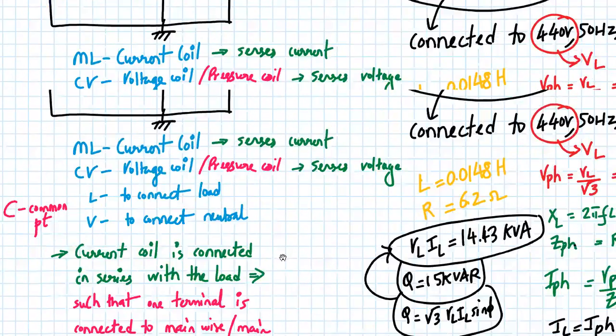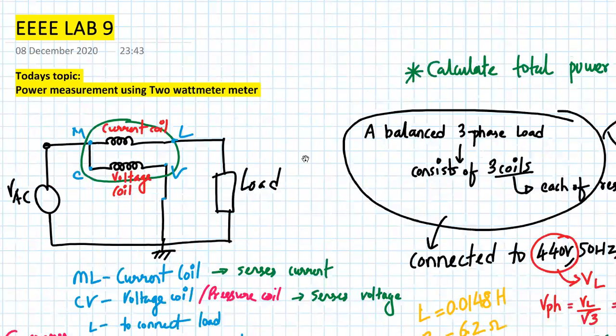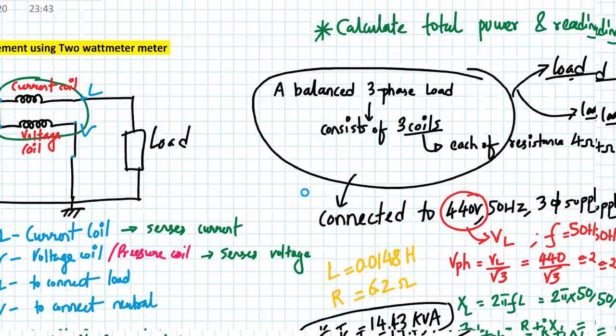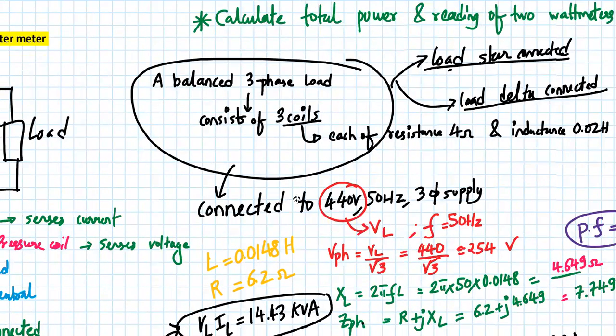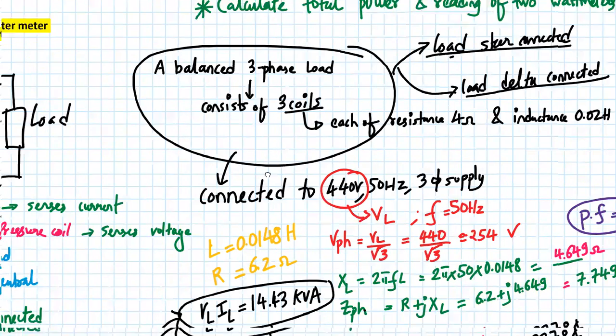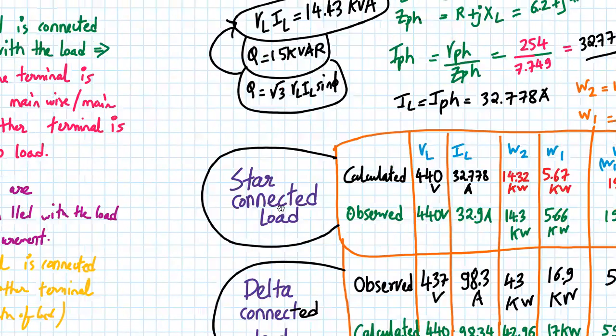Before proceeding further, let us understand there are three techniques to measure power in a three-phase circuit: the 1 wattmeter method, the 2 wattmeter method, and the 3 wattmeter method. In this EEEE lab, we will be discussing explicitly the power measurement using the 2 wattmeter method, and we will do it for two loads, a star connected load and a delta connected load.